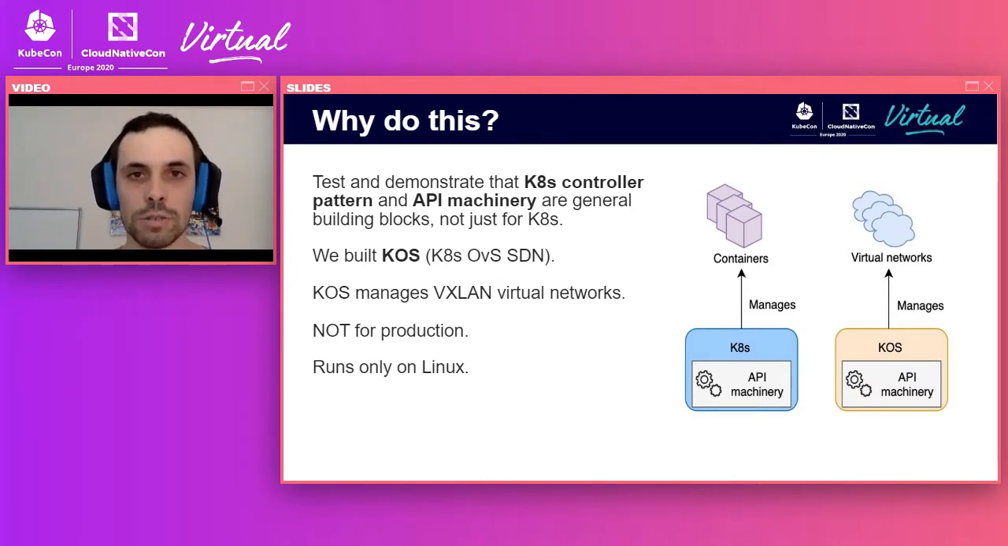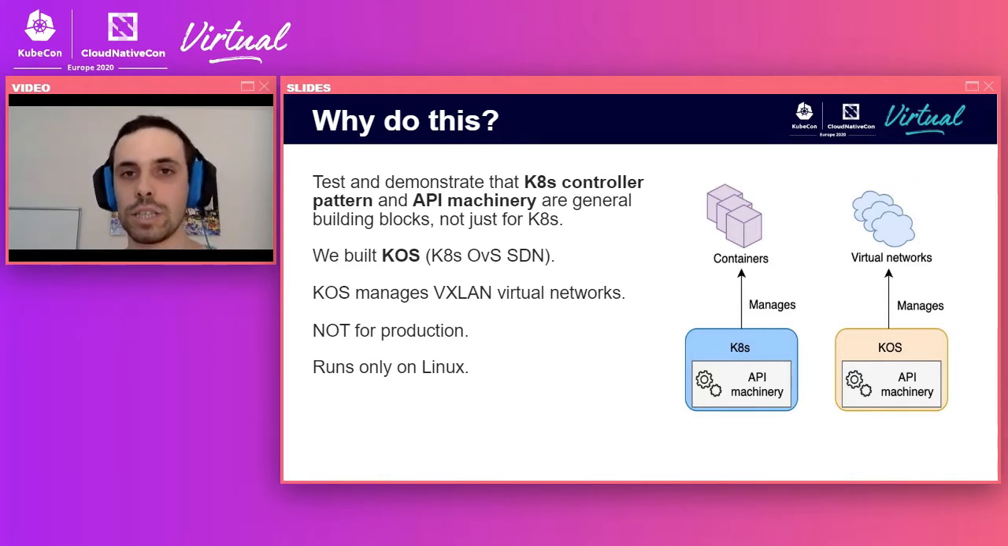And so we built KOS, or Kubernetes Open vSwitch SDN. Kubernetes because it's built with Kubernetes API machinery and controller pattern, SDN because it manages VXLAN virtual networks, and Open vSwitch because the data plane of the virtual networks is built by configuring Open vSwitch virtual switches.